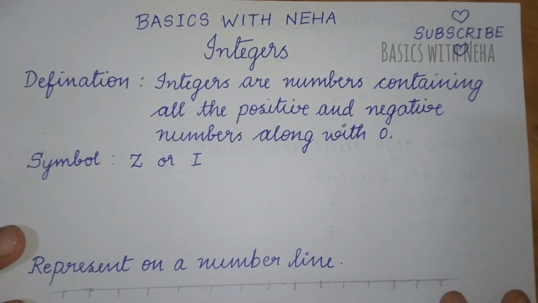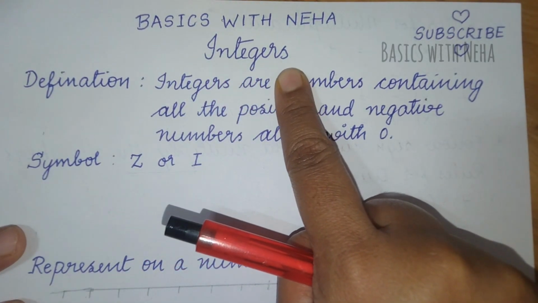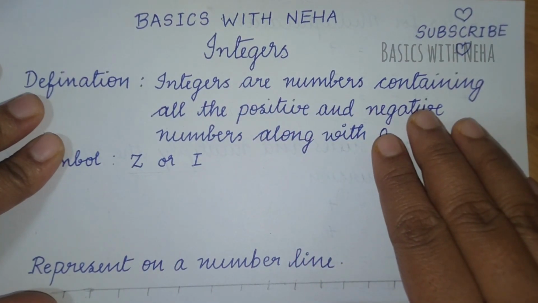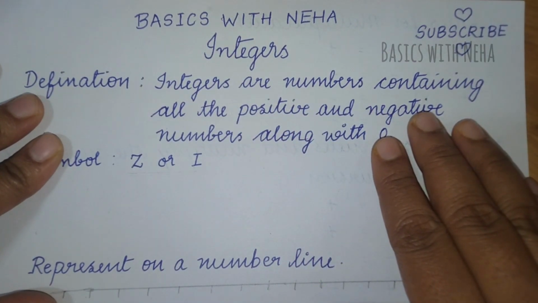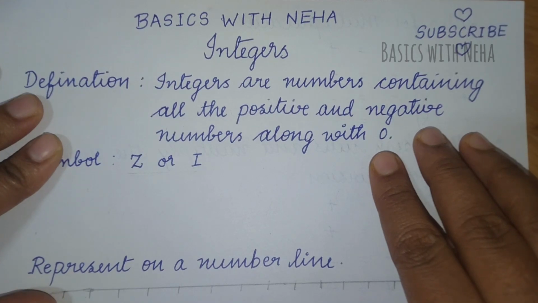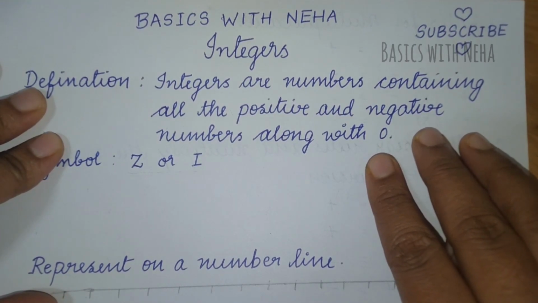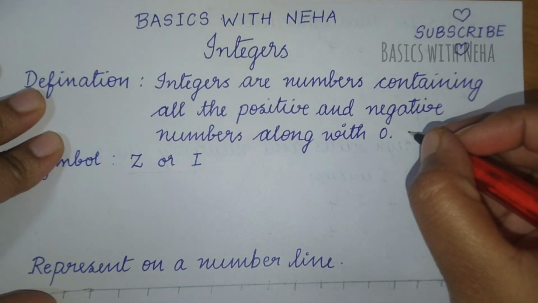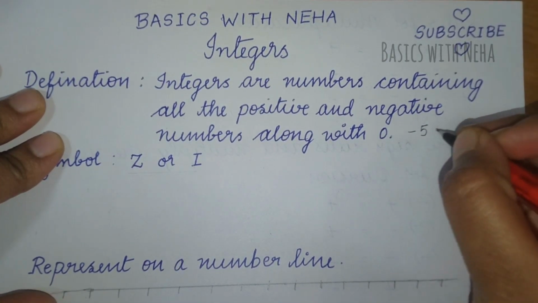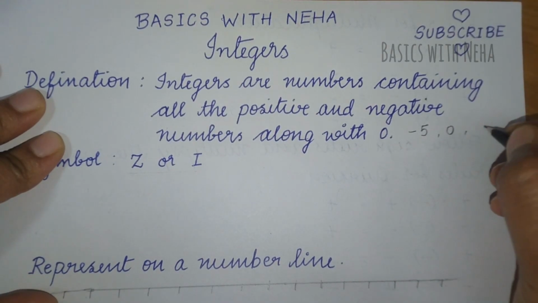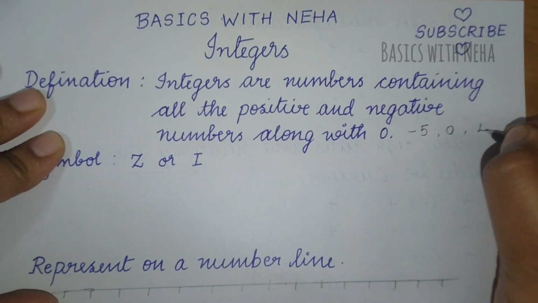In today's video, let's understand and learn what exactly integers are. The definition says integers are numbers containing all positive and negative numbers along with 0. So those are called integers. That means you have negative numbers like -1, -2, -5, -9. You have 0 in it, and you also have positive numbers like 1, 2, 3, 4, 5, 6, anything.